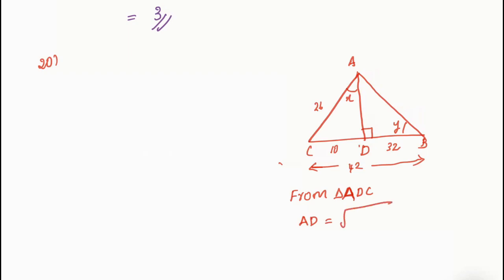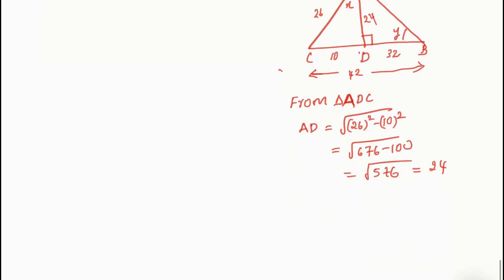root of 26 square minus 10 square. 26 square is how much? 676 minus 100 equals root of 576. What is root of 576? 24. So you got the value of AD as 24. Now using these two values you can find out from the next triangle.